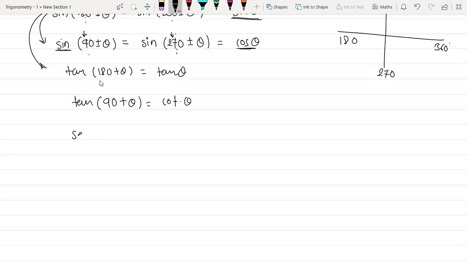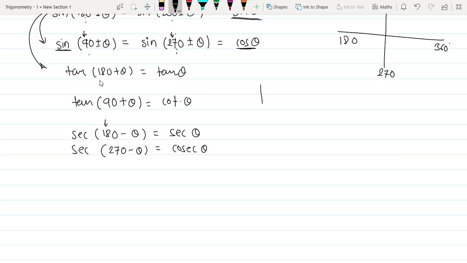Tell me what happens to this: sec of 180 plus theta, minus theta. What will you write for sec of 180 minus theta? See here, observe this. 180 is even, so if it is even then sec remains sec, so it is going to be sec of theta only. When odd, so sec of 270 minus theta, if I write, what happens as it is odd? Now what will come as the opposite of sec? Cosec. It is cosec theta.